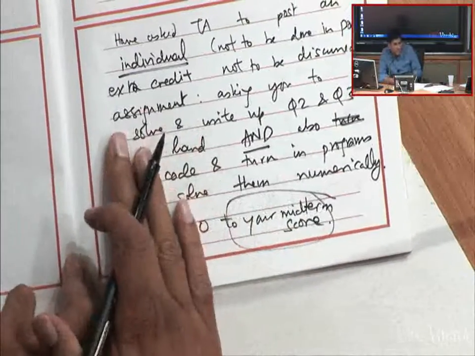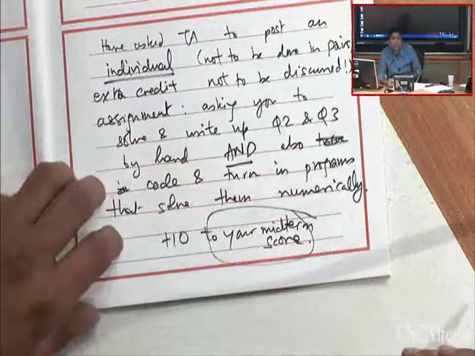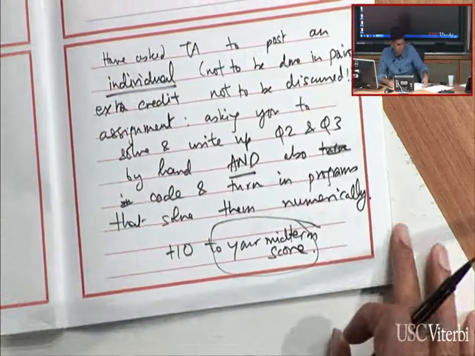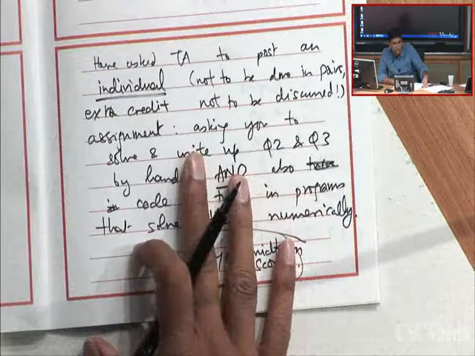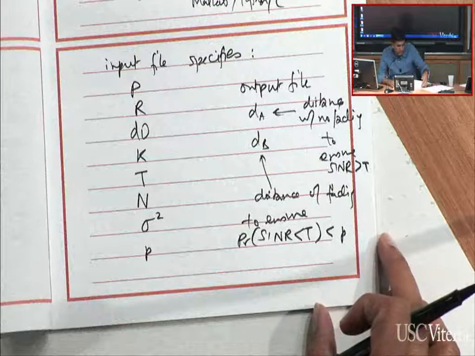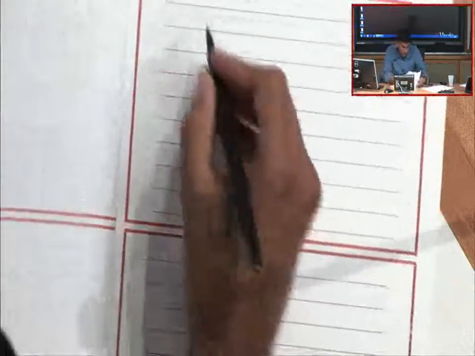Again, it's an individual. Think of this as like a take-home exam, basically. It's like a follow-up exam. You get to add 10 more points to your midterm. You write the solutions up, both the written solutions as well as the code, and you get one more chance, basically, at these 2 questions.